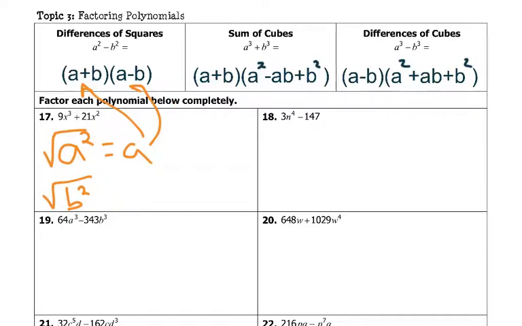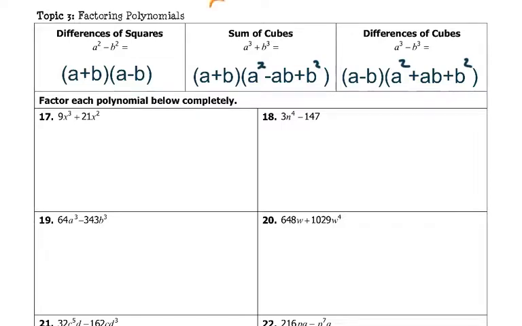As far as difference of cubes, or excuse me, sum of cubes is next. Same thing: we have a plus b times a squared minus ab plus b squared. Same thing here, except we're using cube roots instead of square roots. So if you have a cubed as the first term, how do we find a? When we see the first term, we take the cube root of it.